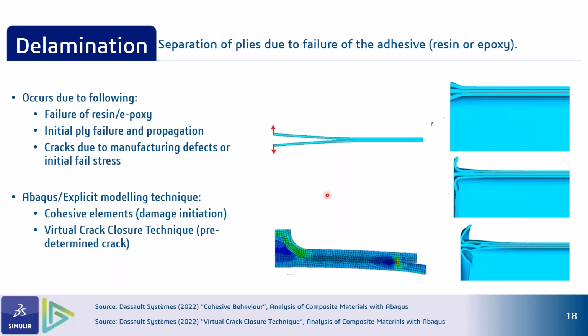So it's important to ensure that manufacturing of composites is done as per the standards that are available. In Abaqus, there are two very efficient ways of modeling delamination, but it depends on the application. For example, if you want to know the entire damage, it is better to use cohesive elements. But if you know where the crack is happening and you would like to model the crack and see the propagation, then you might as well use the virtual crack closure technique.